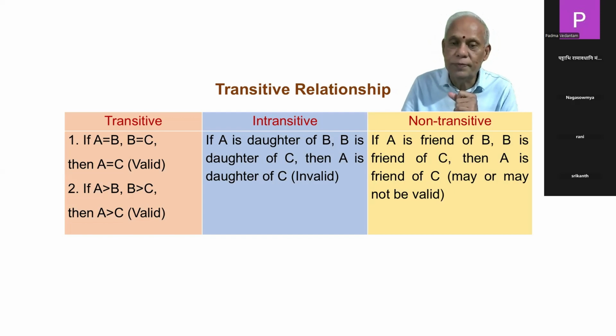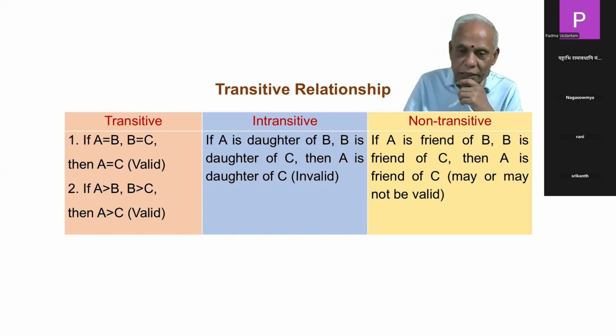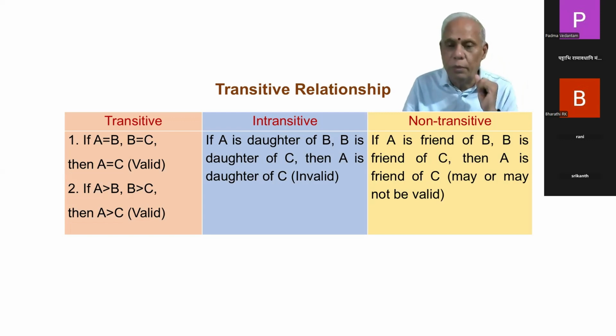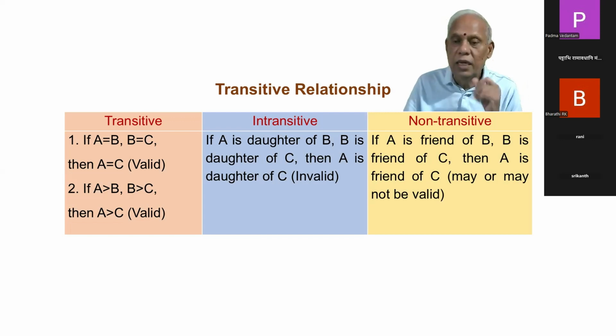Then non-transitive. If A is friend of B and B is friend of C, what is the relation between A and C? Logically, A is friend of C. It can be valid or it cannot be valid. There may not be any relation between A and C, or there can be. Therefore, the logical conclusion here may be valid or may not be valid. So, non-transitive relations can be either valid or not valid. Intransitive relations are invalid. Transitive relations are definitely valid.